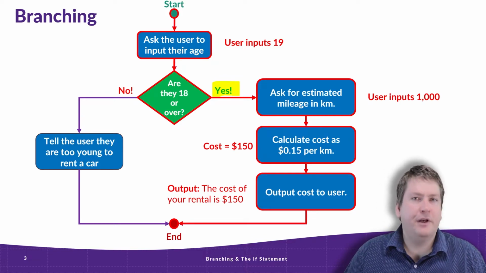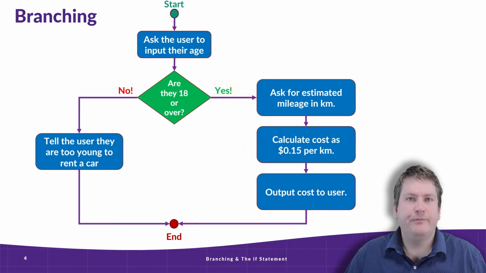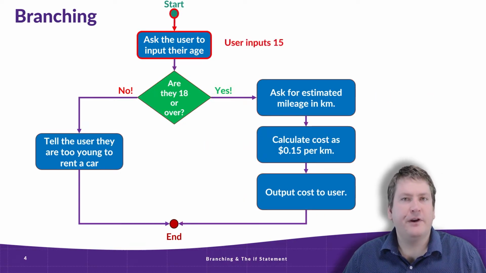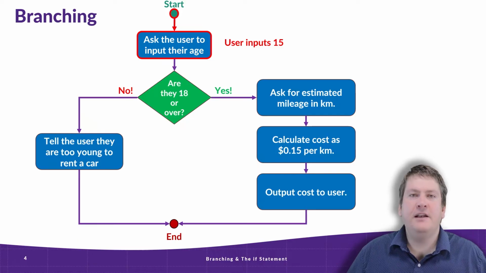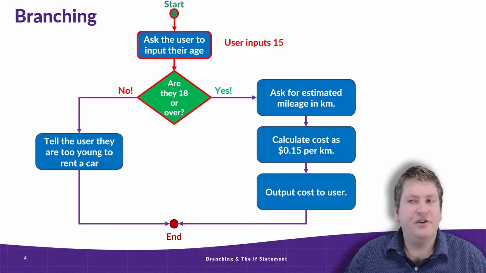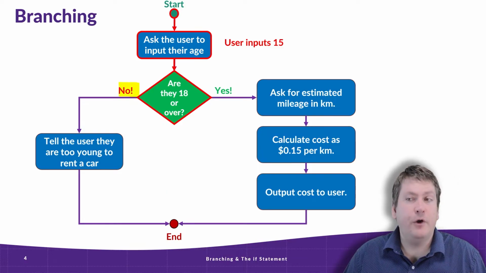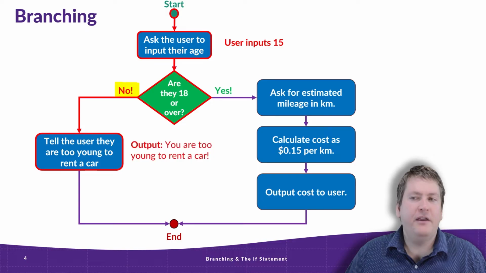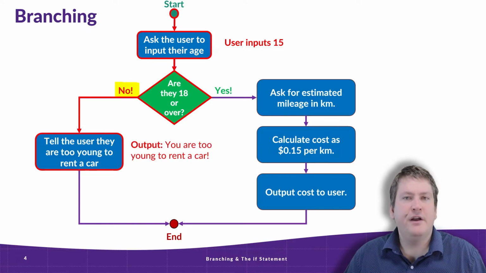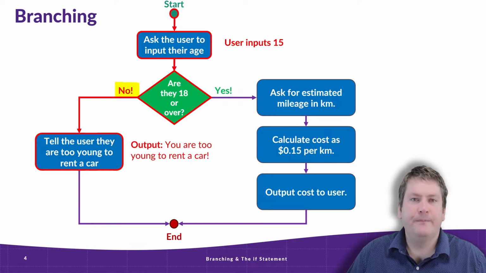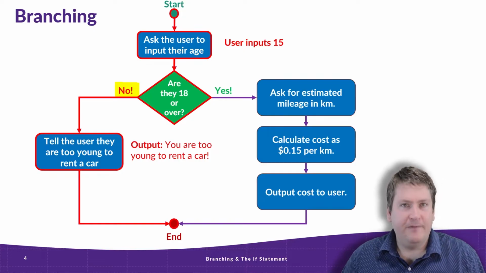Let's see what happens if we put in a different value for age. So we start the program again. We ask the user for their age. Let's say they input 15. We make a decision. Are they 18 and older? In this case, it's no. 15 is less than 18. So we go down this other path, and this is where we're going to output to the user, you're too young to rent a car. And then the program finishes.